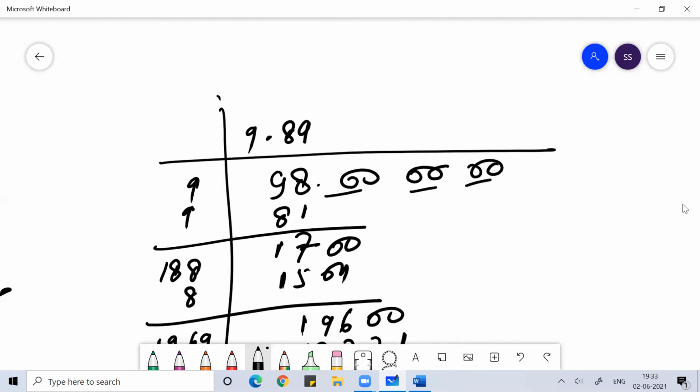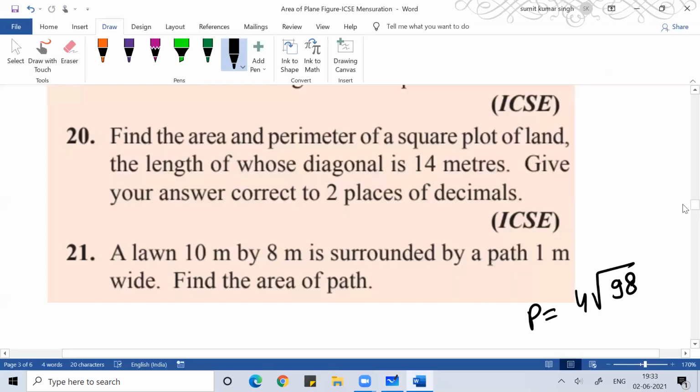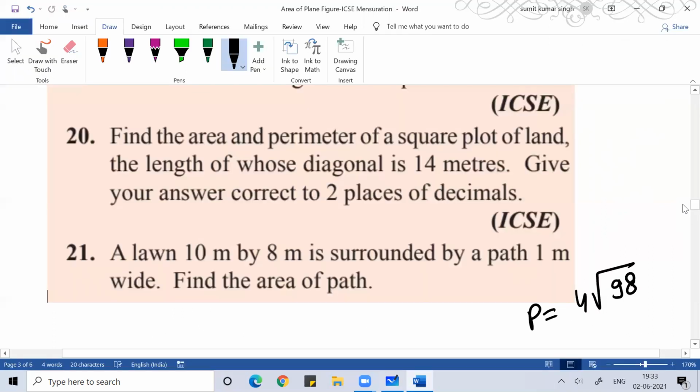Whatever the value, 9.899, they want it multiplied by 4. So that is 39.596. They want the answer till 2 places of decimal, so it is 39.60.